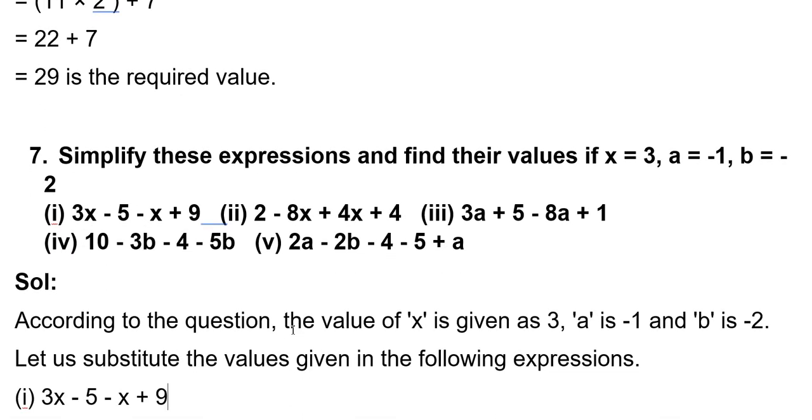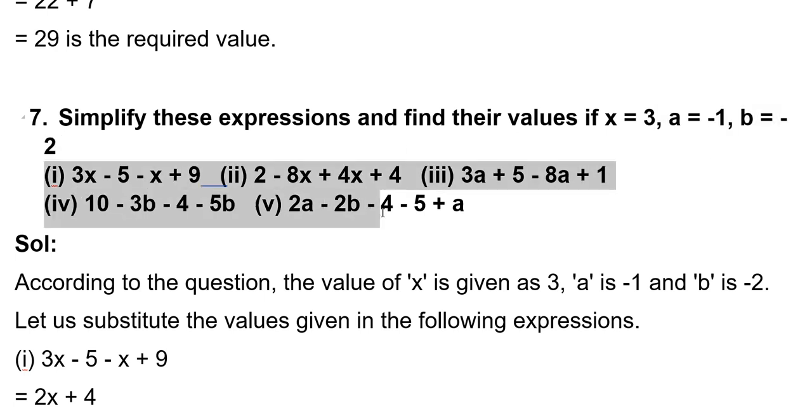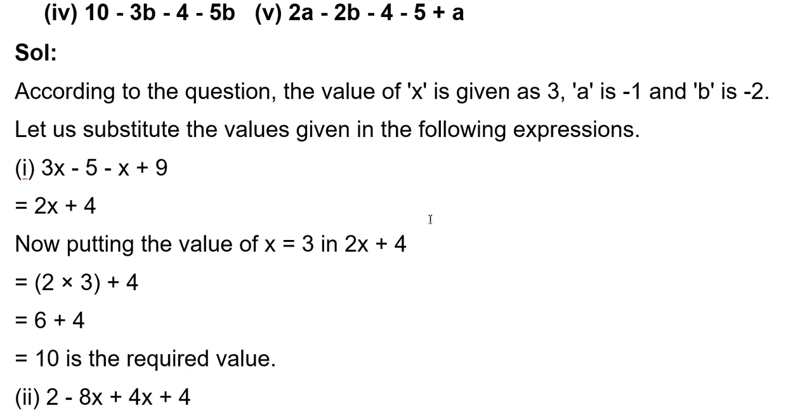Seventh problem: simplify these expressions and find their values, if x is equal to 3, a is equal to minus 1, and b is equal to minus 2. There are five problems. We have to simplify and substitute the values. According to the given question, x is 3, a is minus 1, b is minus 2. So let us substitute the values in the given expressions.